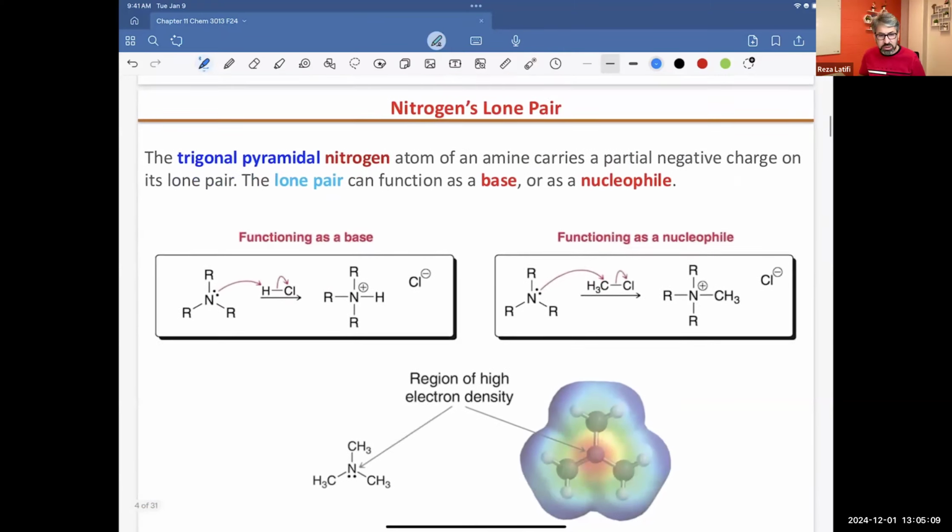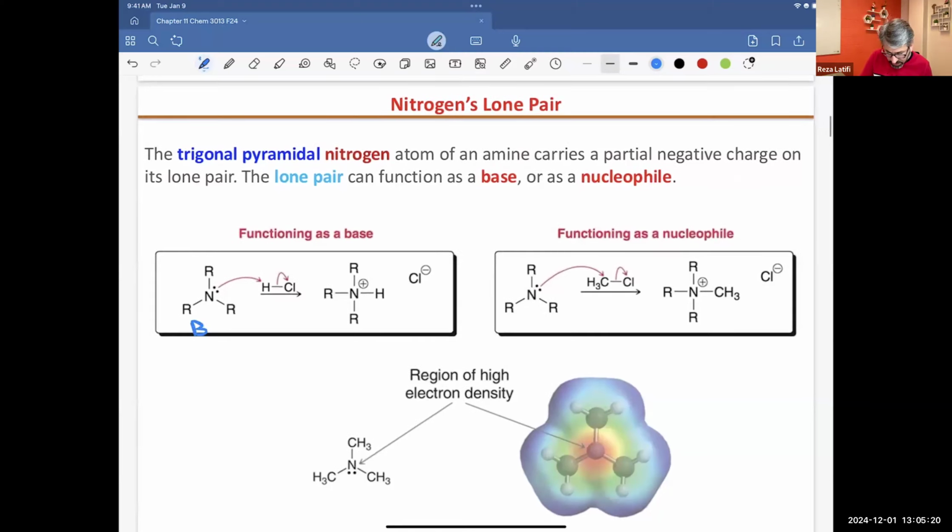Now, a nitrogen amine compound, regardless of whether it's primary, secondary, or tertiary, has a lone pair. And because it has a lone pair, it can behave as a base. It will go after an acidic H, take the H from it, and turn into a conjugate acid.